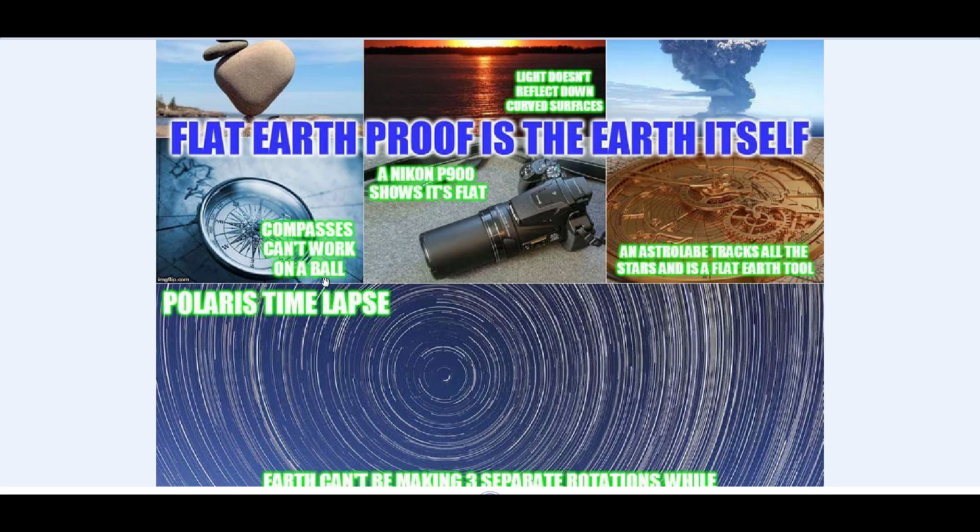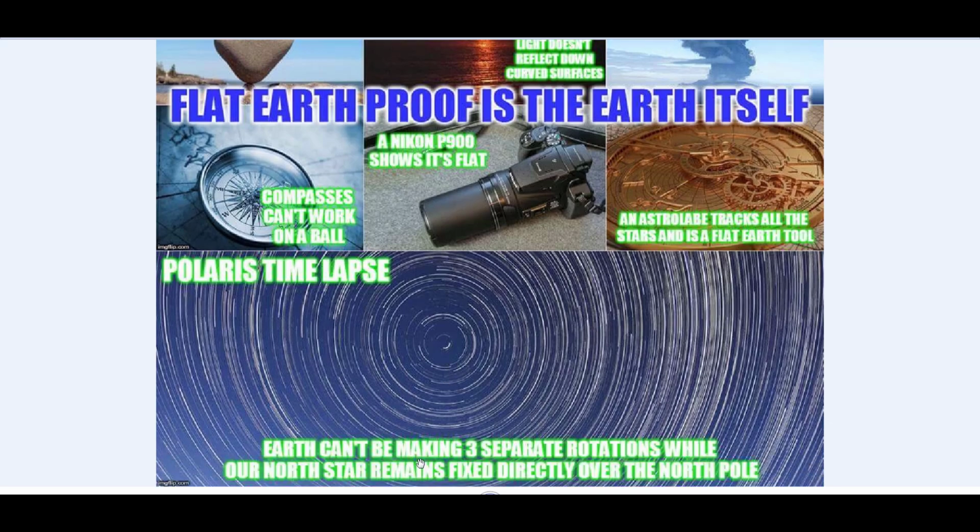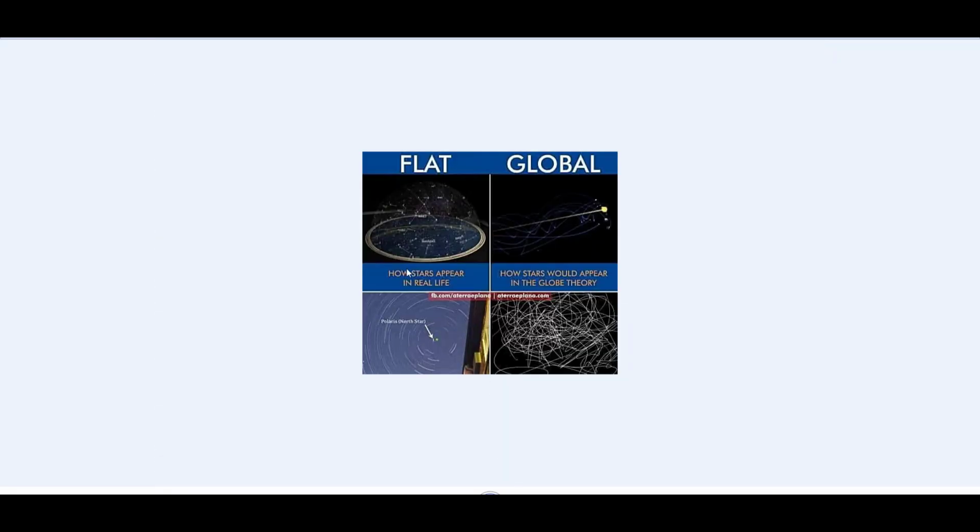Compasses cannot work on a ball. A Nikon P900 and P1000 shows it's flat. An astrolabe tracks all the stars and is a flat Earth tool. Earth cannot be making 3 separate rotations while our North Star remains fixed directly over the North Pole. Vibes of Cosmos explains a lot.